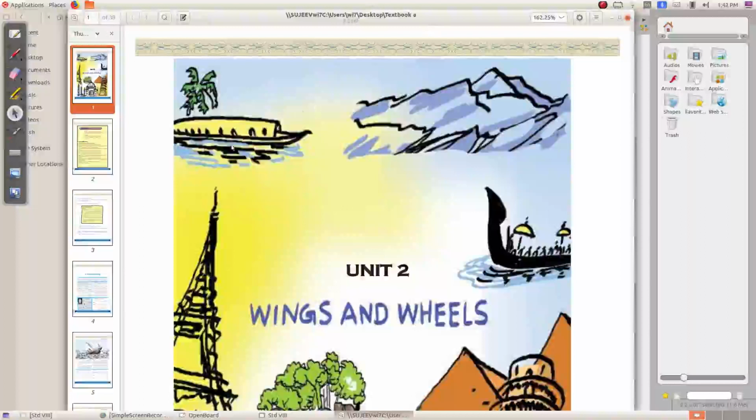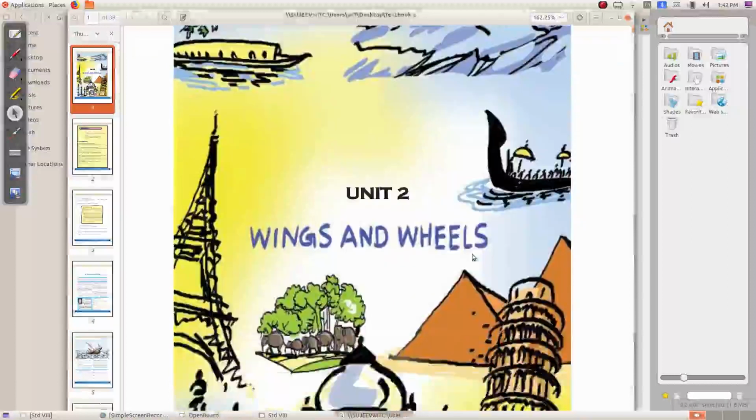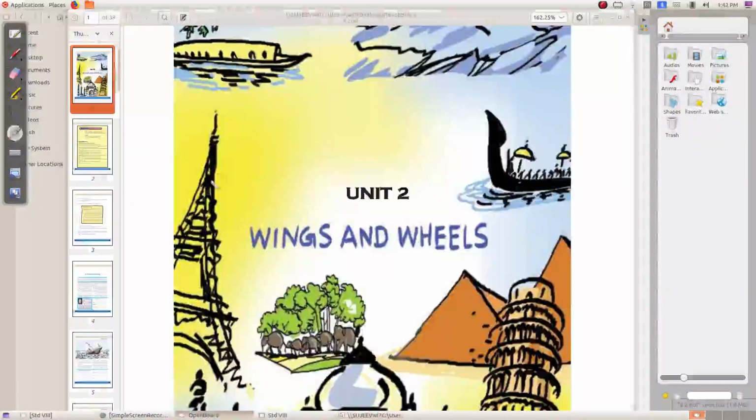Second unit begins here. Just see the picture shown here. What is the picture shown here? This is a houseboat. This is another boat, for the boat race we are using in Kerala. And you can see here the Eiffel Tower of France, of Paris. This is a leaning tower, and here it is the pyramids of Egypt. Here it is our Thekkady, not Kovalam, it is Thekkady.